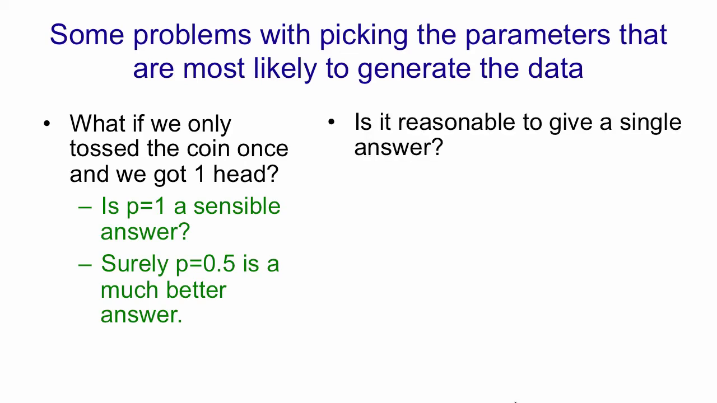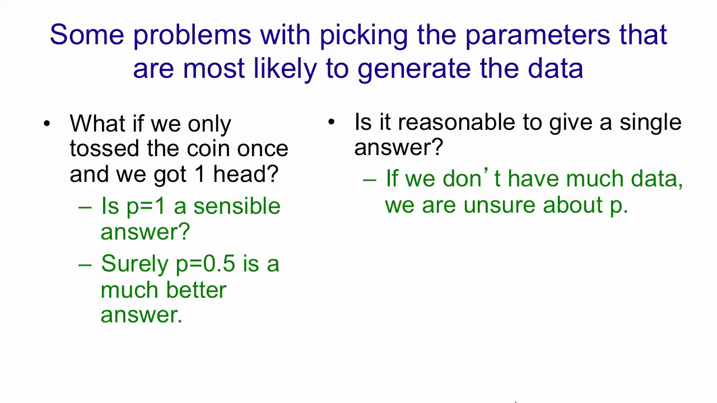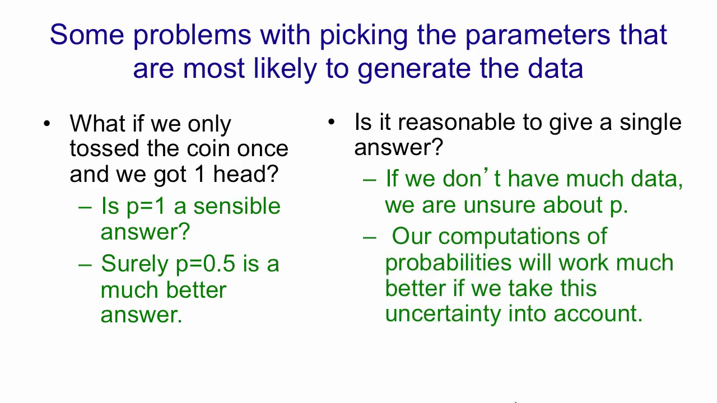More importantly, we can ask, is it reasonable to give a single answer? We don't know much, we don't have much data, and so we're unsure about what the value of p is. So what we really ought to do is refuse to give a single answer, and instead give a whole probability distribution across possible answers. An answer like 0.5 is fairly likely. An answer like 1 is maybe still pretty unlikely if we have some prior belief that coins come down heads half the time.